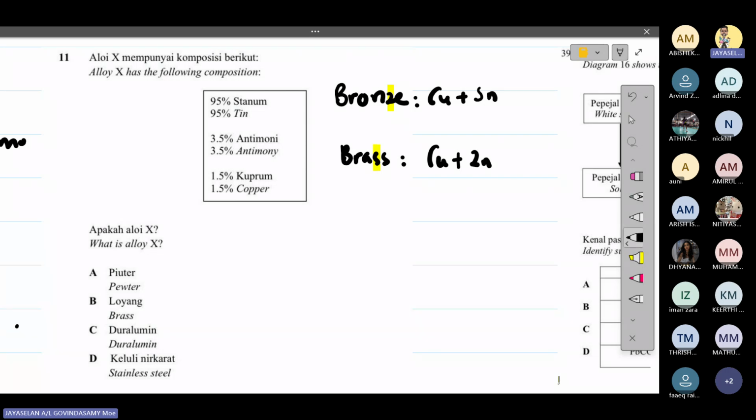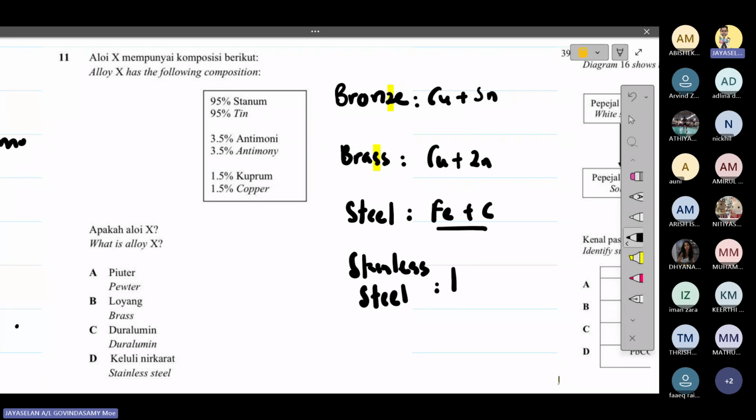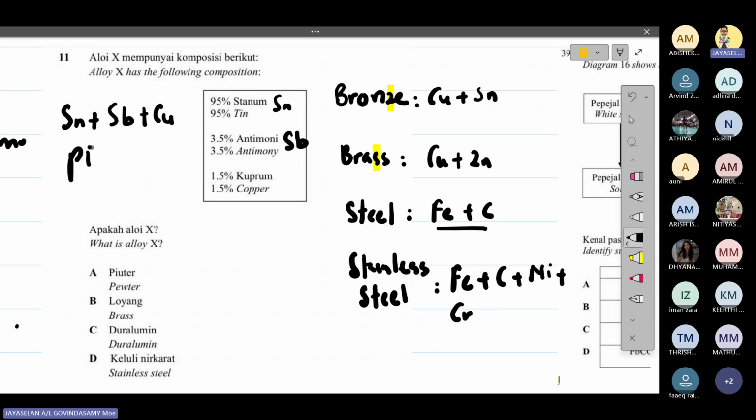So number two, memorize already, right? One more, steel. Steel is iron plus carbon. Another one, please remember, stainless steel: iron plus carbon plus nickel plus chromium. Okay, one more: Sn plus Sb. Sb is antimony, plus copper. This will be under pewter. Pewter is used to make souvenirs.